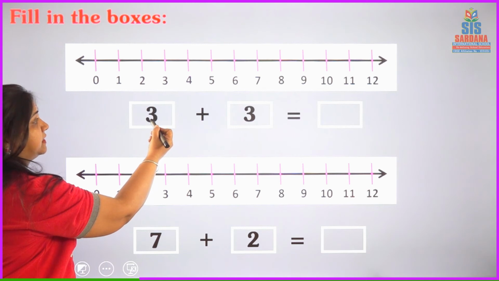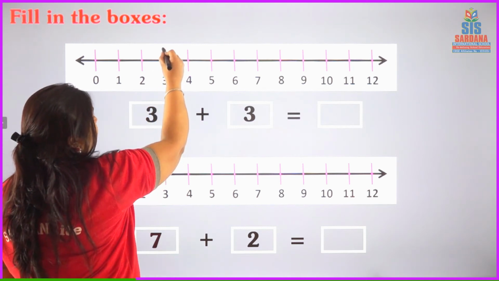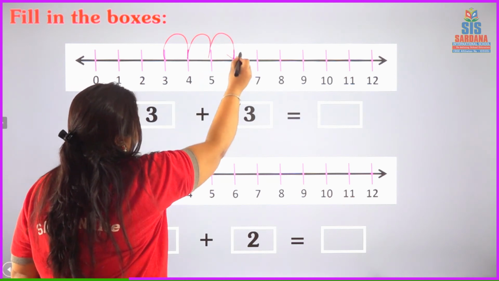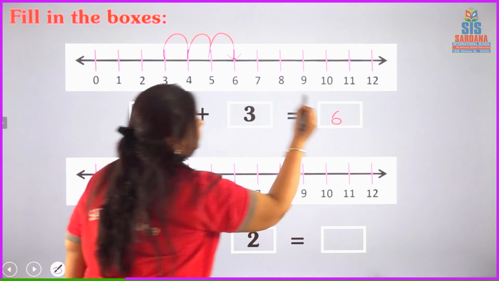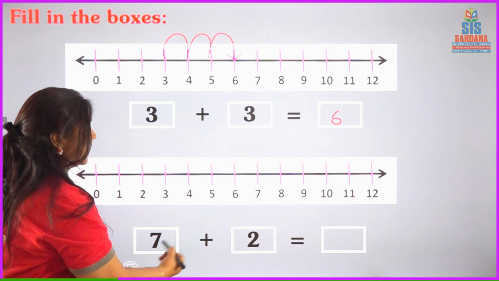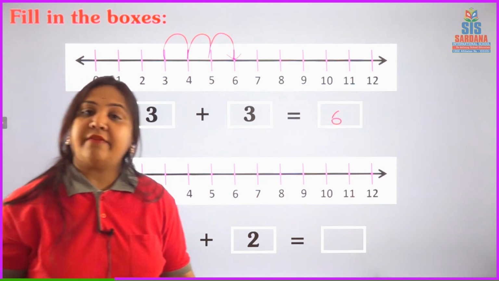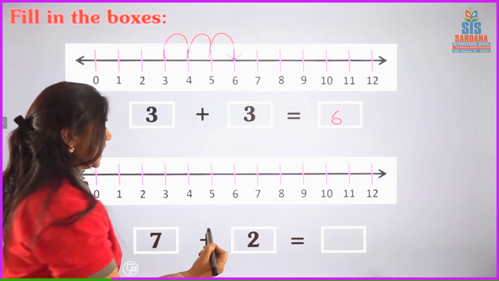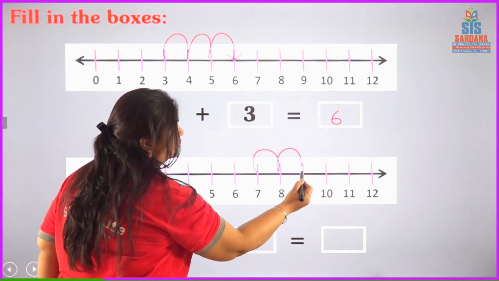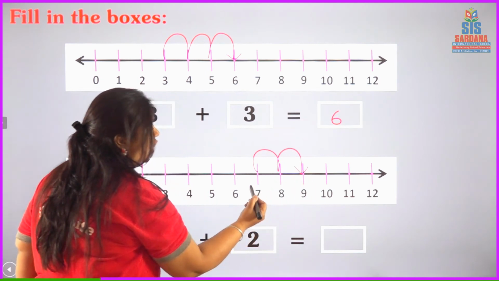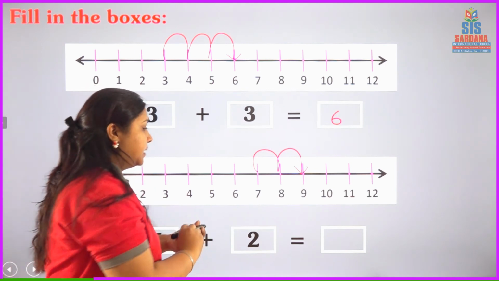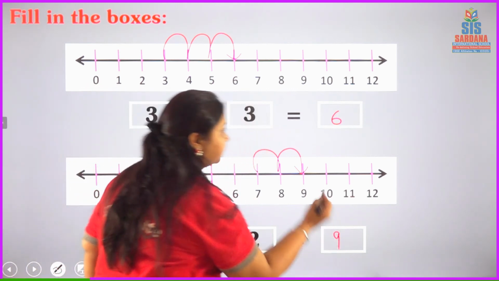My first number is 3. Keep finger on 3. Then move to the second number, that is 3. So means 3 steps forward and you will reach to which number? 6. It means 3 plus 3 is what? 6. Next 7 and then 2. We have to add 7 and 2 together. So start from 7 and 2 steps forward we have to move. So see, when from 7 we move 2 steps forward one by one, we get 9 as an answer.